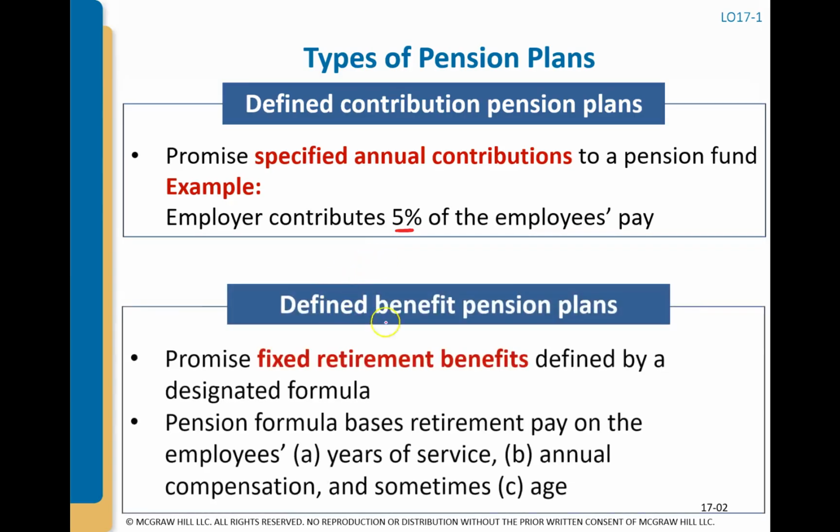A defined benefit pension plan is when the employer guarantees a fixed retirement benefit amount. When the employee retires, they get a certain amount every month, every year, whatever that pension plan calls for. Those fixed retirement amounts are based on a pension formula using various things such as years of service, annual compensation, and sometimes even their age.